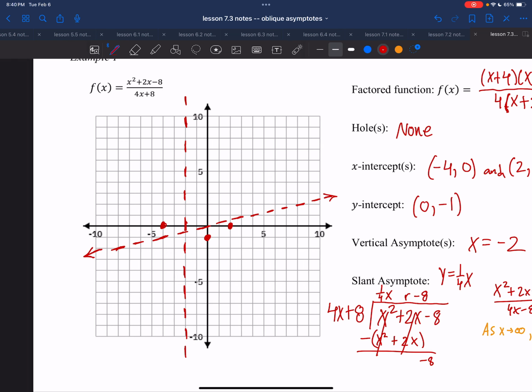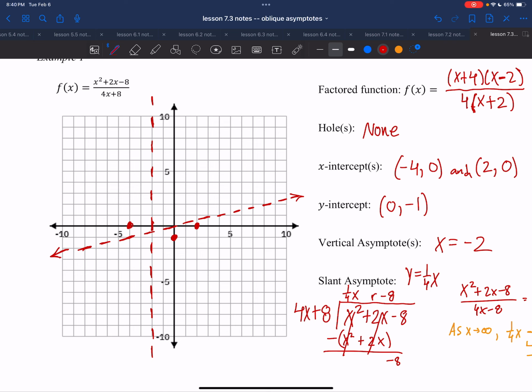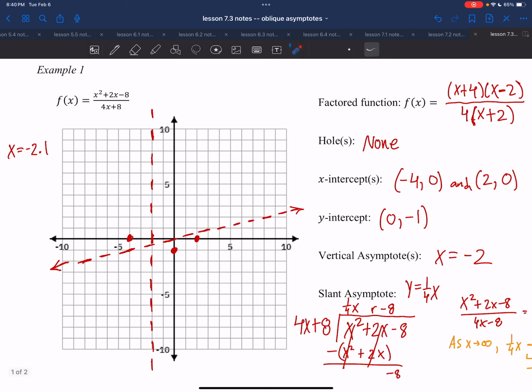So remember, we need to test around the vertical asymptote. So I have a vertical asymptote at -2. So I'm going to test a little bit to the left of -2 there. Make a sign chart, which means I'm looking at this fella over here. And remember, don't actually calculate this stuff. Just pay attention to quantity and sign.